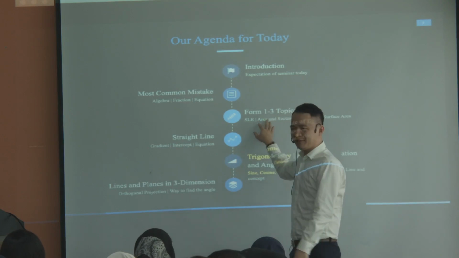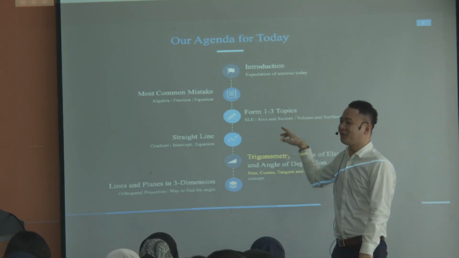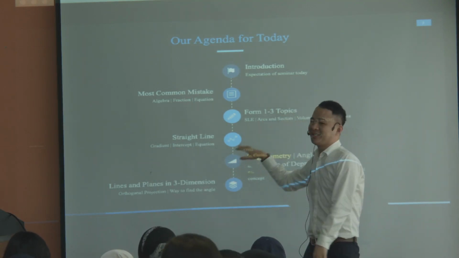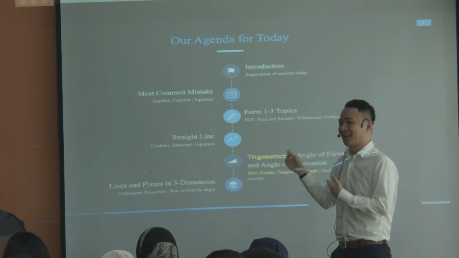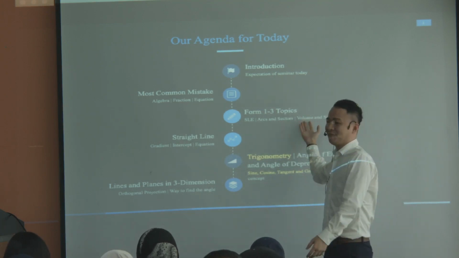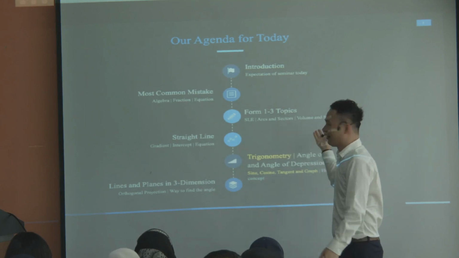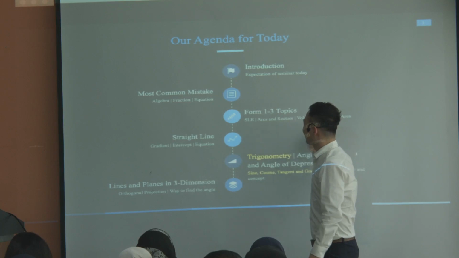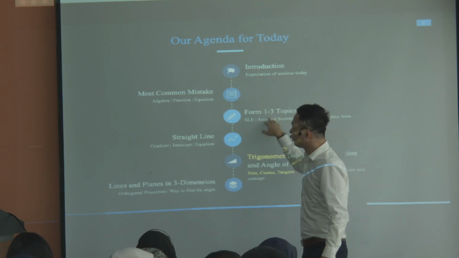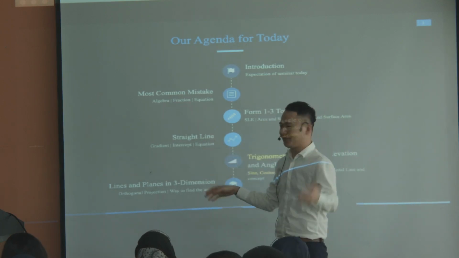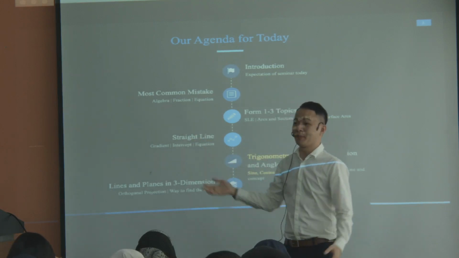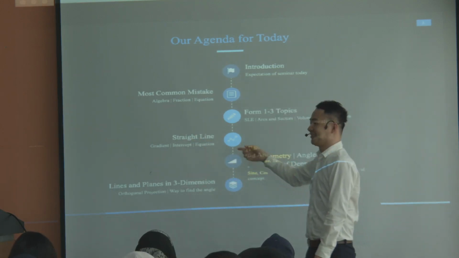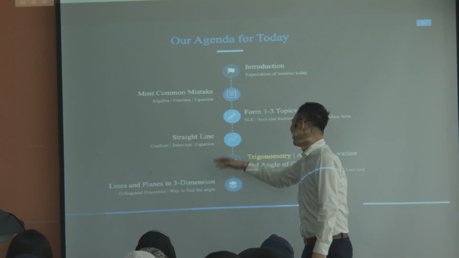Then we'll go to some Form 1 to Form 3 topics. Form 1 to Form 3 topics are topics you must score because they're extremely easy, and some even come out in Paper 2. Like volume and circular measure, all of this is considered very easy. So I will go through these. Straight line is my favorite topic because it comes out in Paper 1 and Paper 2, and it's a compulsory question. It's very easy, so I will teach it.